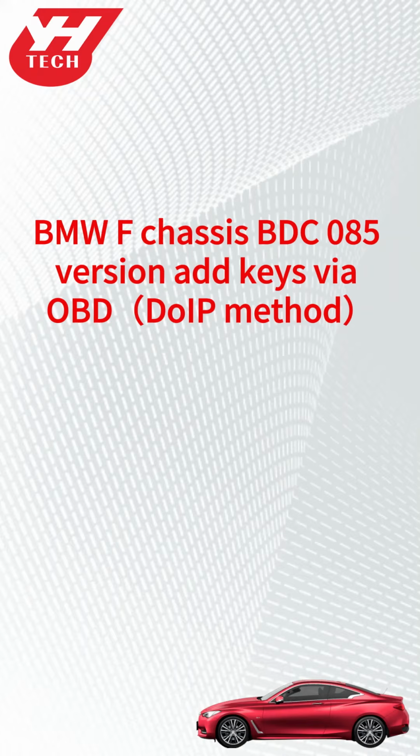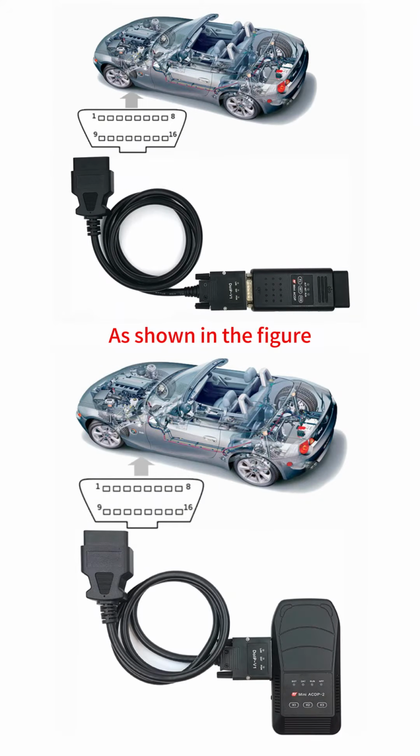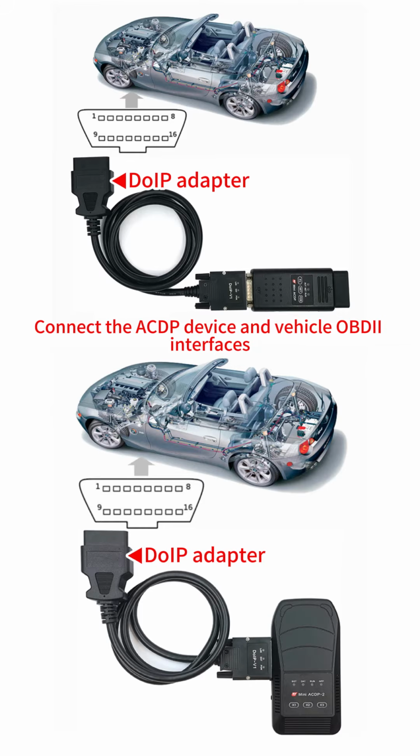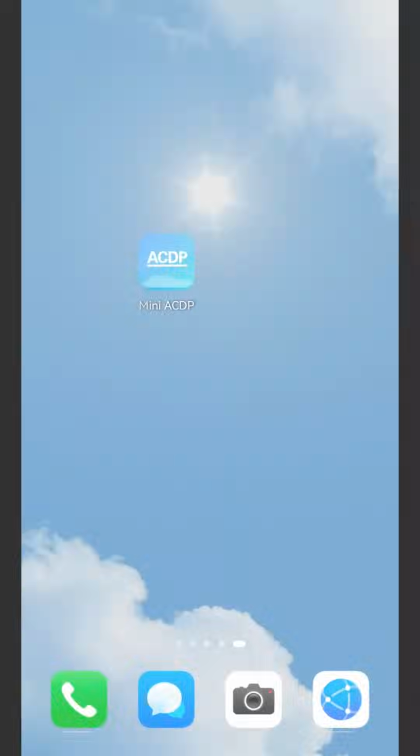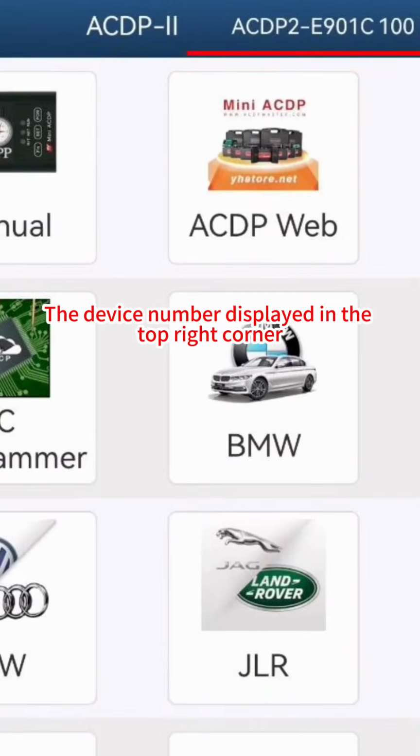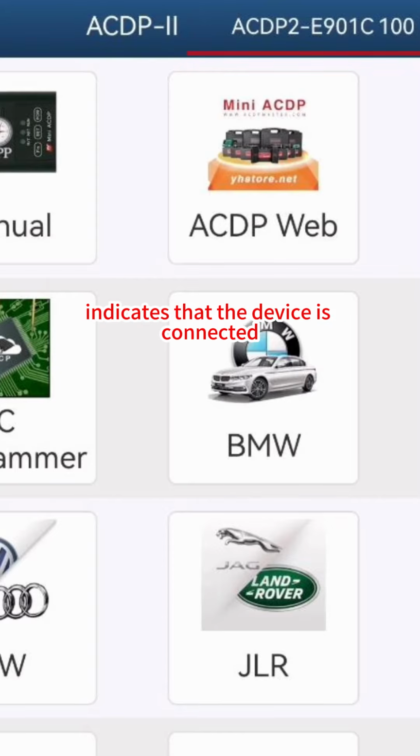This video shows how to add keys for BMW F chassis BDC085 version via DoIP OBD method. As shown in the figure, connect the ACDP device and vehicle OBD2 interfaces with ACDP module 31 DoIP adapter. Open ACDP app. The device number displayed in the top right corner indicates that the device is connected.